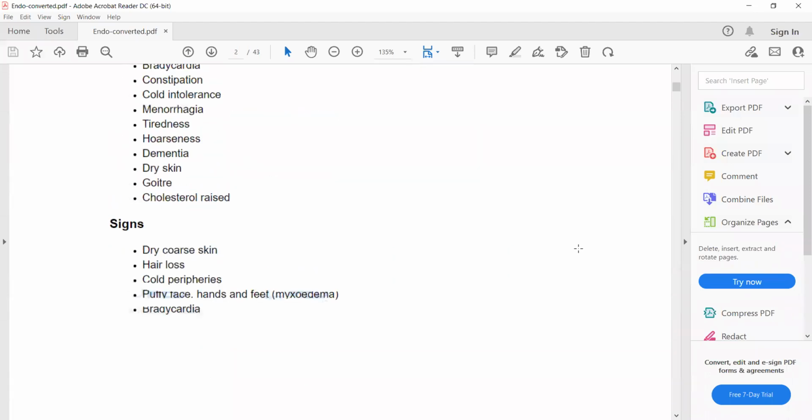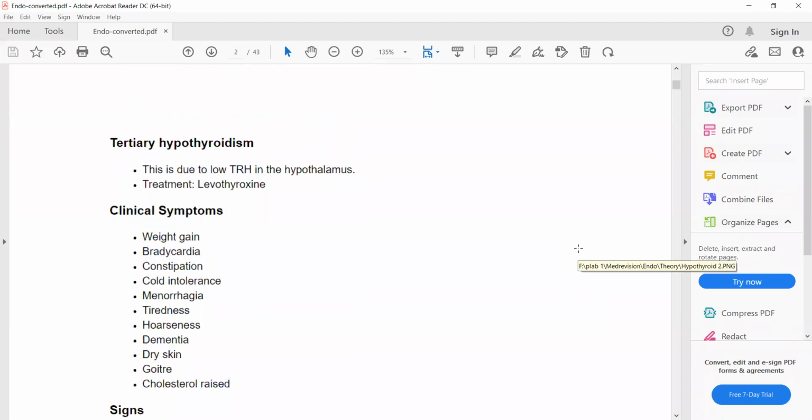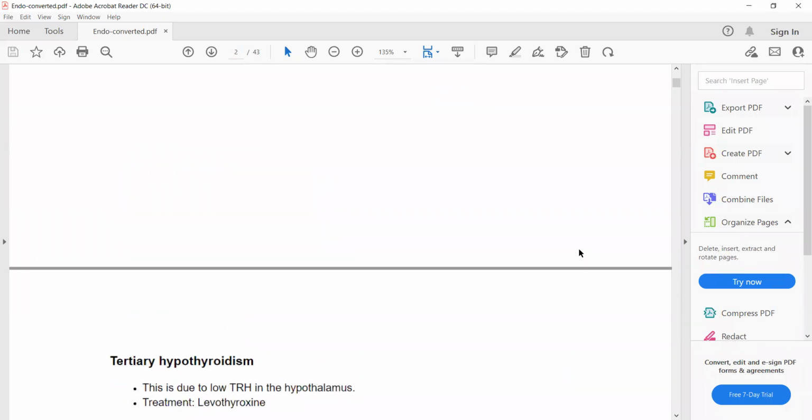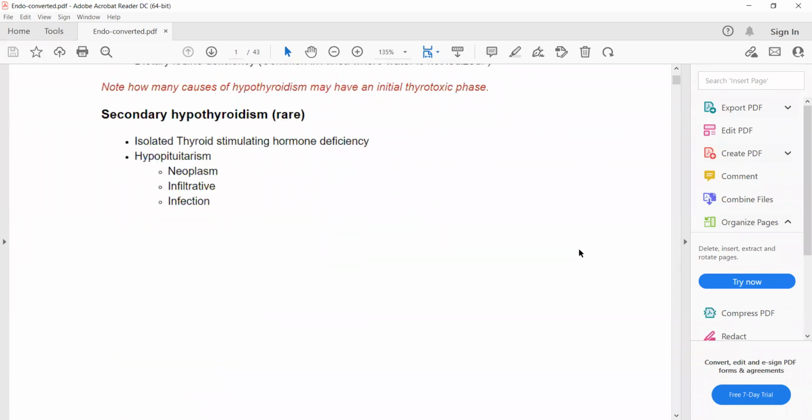While in secondary hypothyroidism, there's a problem in the pituitary gland, but it's still hypothyroidism. So T3 and T4 will be low, and thyroid stimulating hormone will also be low, because secondary hypothyroidism is basically due to a decreased TSH. So low TSH, low T3 and low T4, our diagnosis will be secondary hypothyroidism. In primary hypothyroidism, T3 and T4 will be low and TSH will be high.